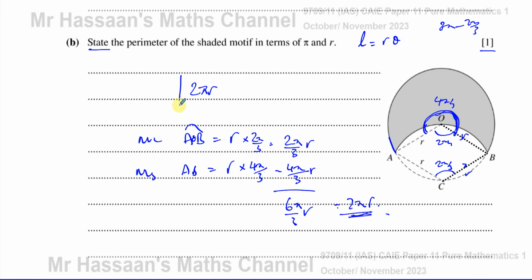Okay, so as I said, we don't have to actually do this calculation. This is extra. It states with 1 mark. You should be able to see that this arc and that arc are exactly the same. So the perimeter of the shaded area, the length of its outline, is going to be altogether like a whole circle, 2 pi r. All right, so there's part B.